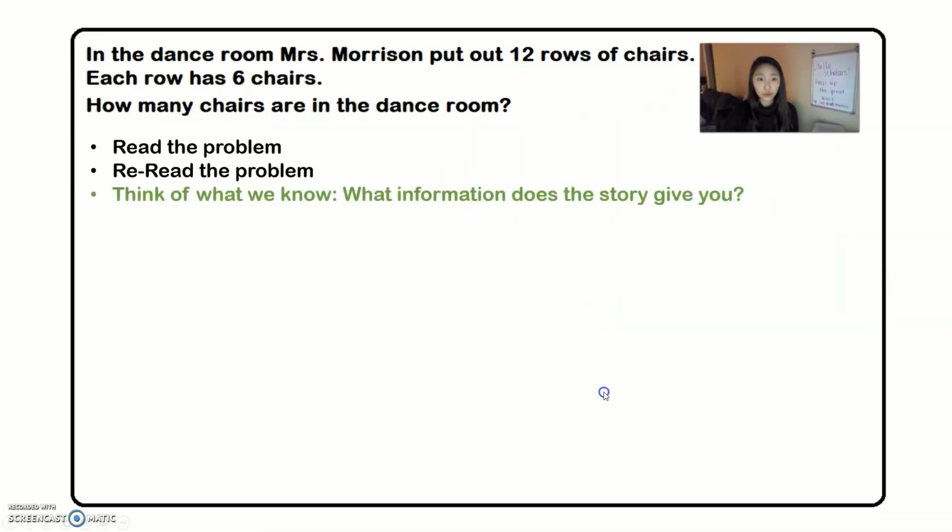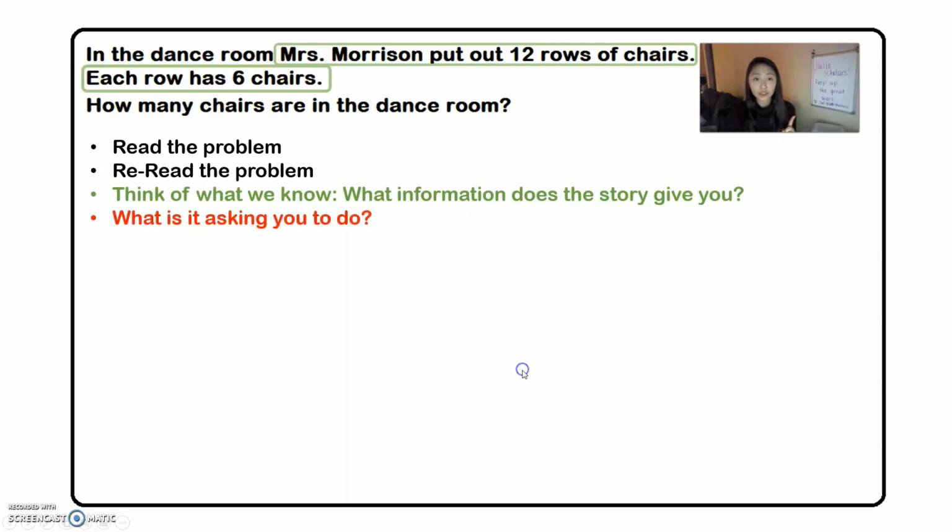Now we're going to go through a couple different things I want to show you before you start solving it on your own. So, let's go through the information we know. I already did a couple clicks. So the first thing is Miss Morrison put out 12 rows of chairs. Each row has 6 chairs.